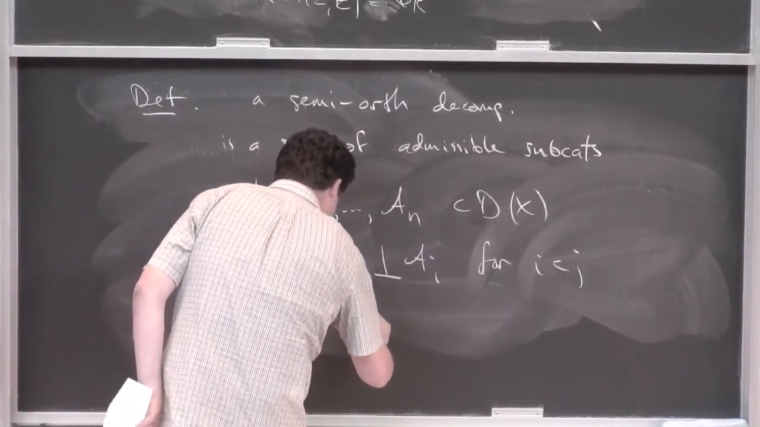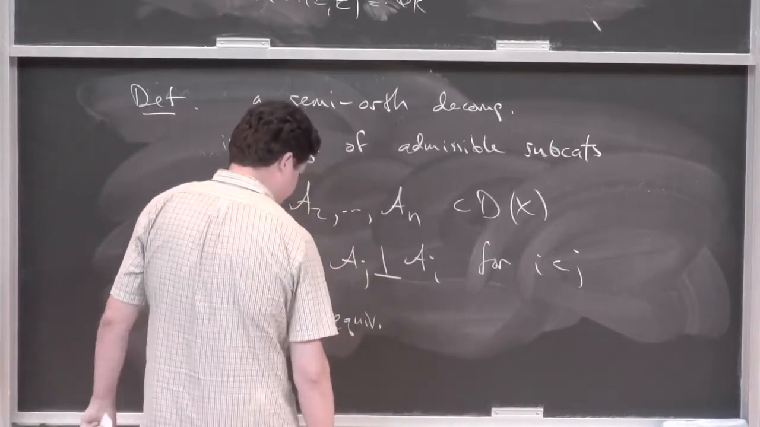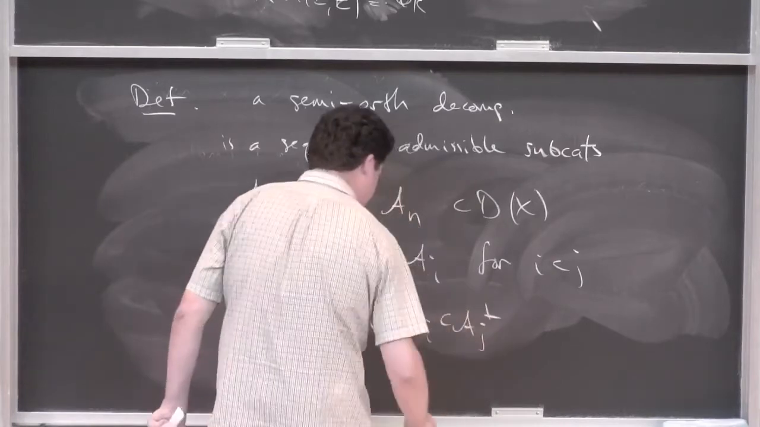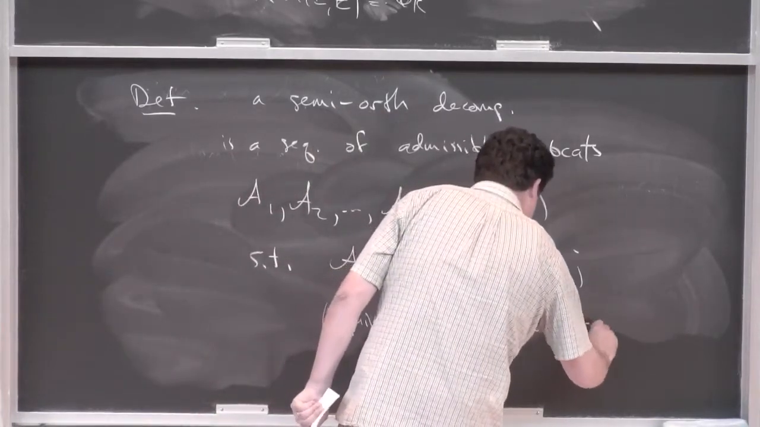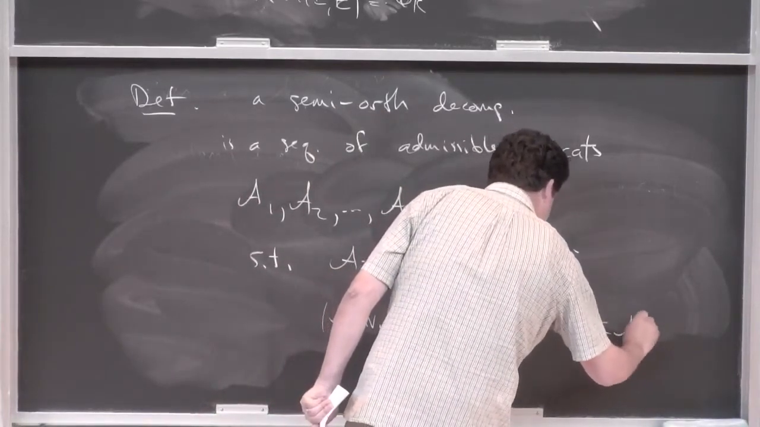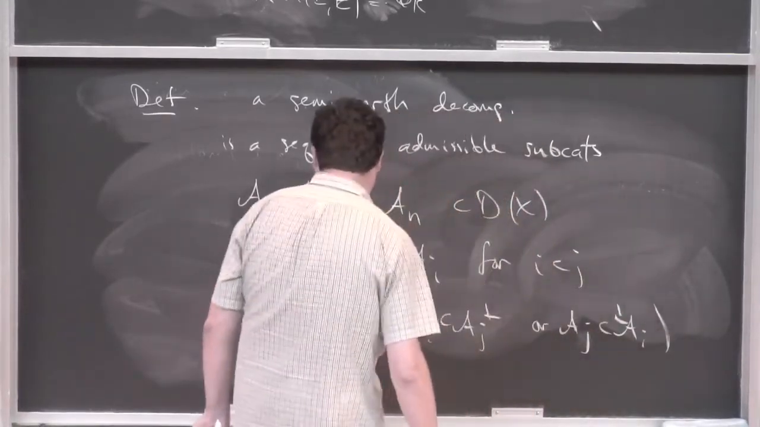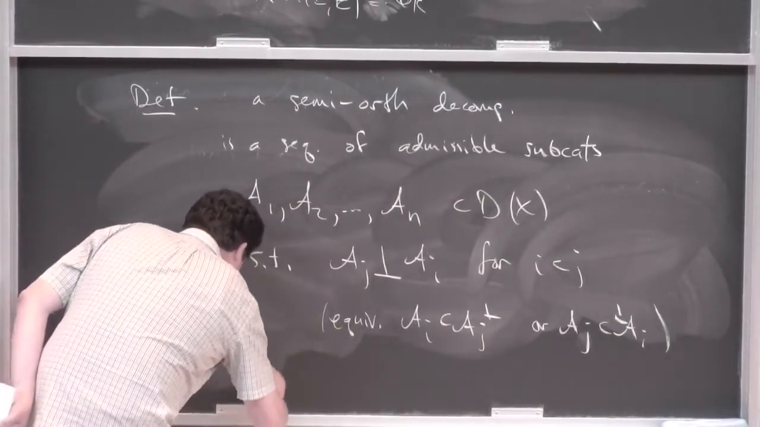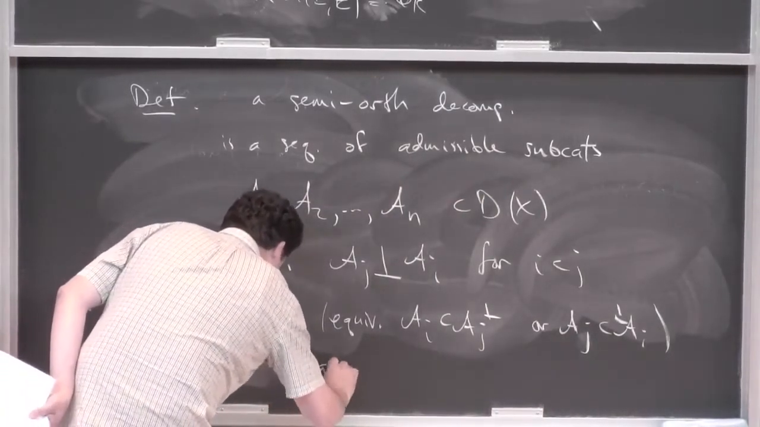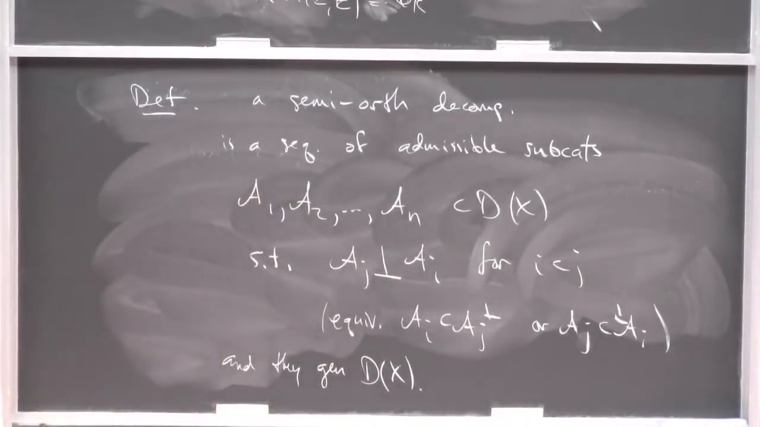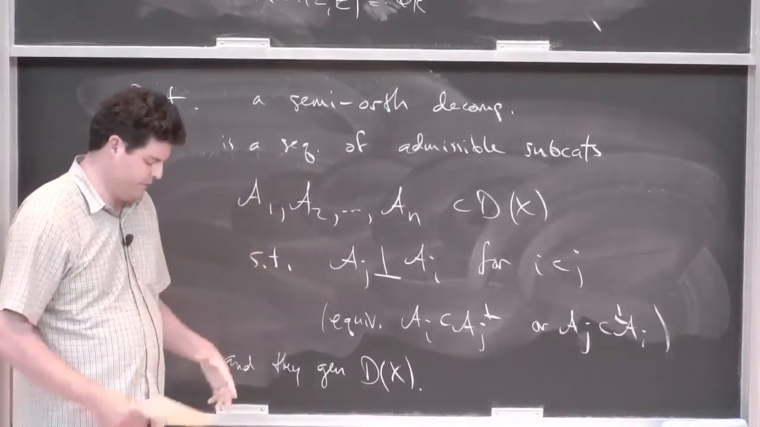So if you prefer, we can say that AI is contained in AJ perp, or AJ is contained in perp AI, if you like that. And they generate D of X. So this is like a full exceptional collection, only instead of having all our things be generated by single objects, they could be bigger than that.